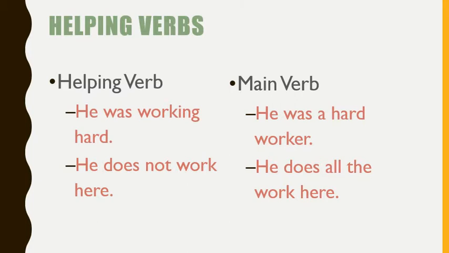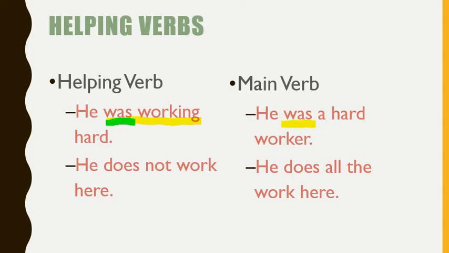You have slightly different usages of the verbs, and this is what we want to recognize. Here on the left hand side you have the helping verb that says he was working hard, but on the right side you have he was a hard worker. So you have the same word used, was, in both sentences, but they're different. On the left hand side you have was being basically a helper to the main verb working. So this is considered a helping verb in this case.